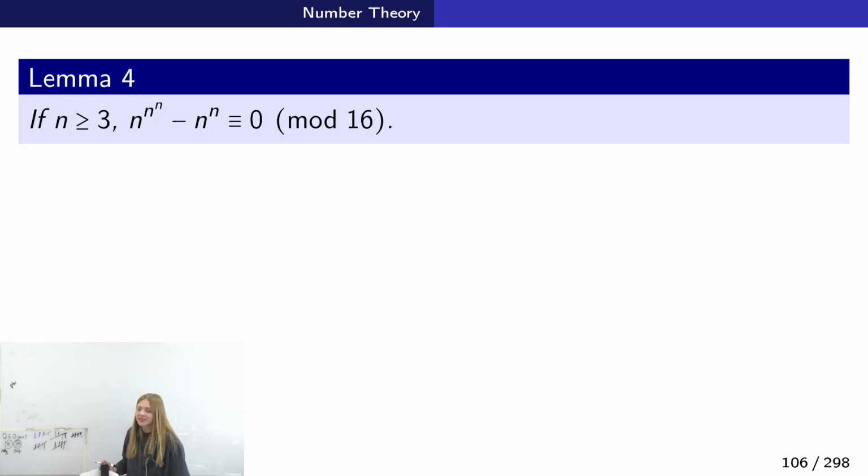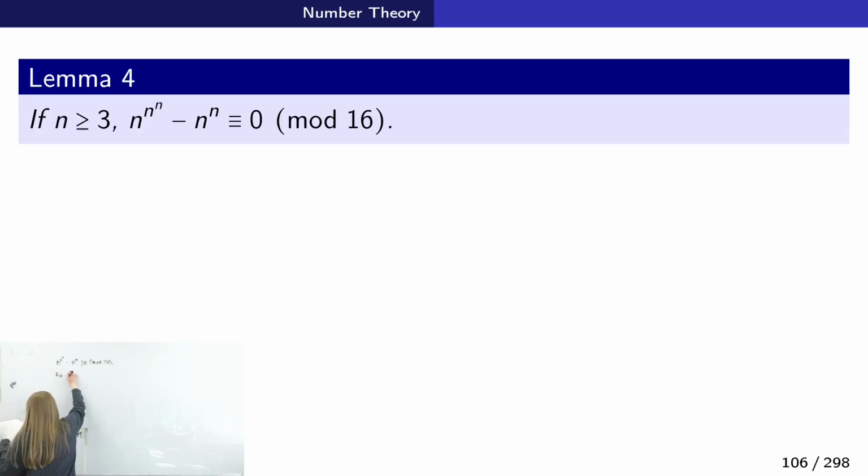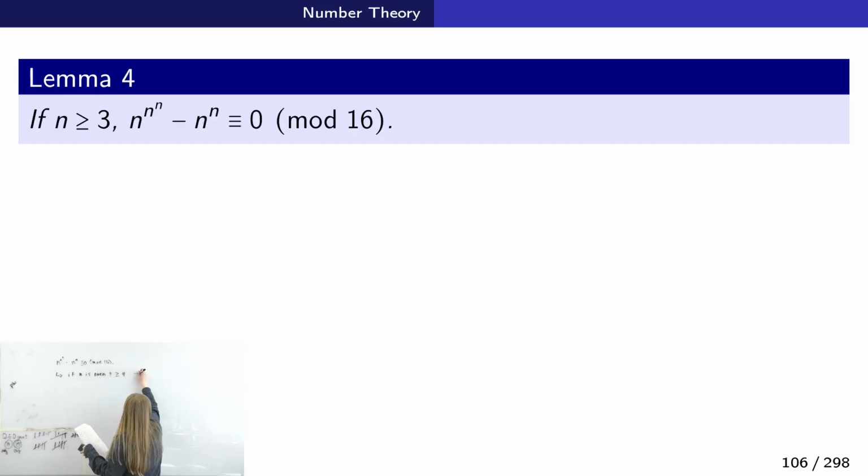Is that okay? I don't know where I got that from, but that was in the past. So we'll go to: if n is greater than or equal to 3, n^(n^n) minus n^n is congruent to 0 mod 16. If n is even and greater than or equal to 4, we're done.